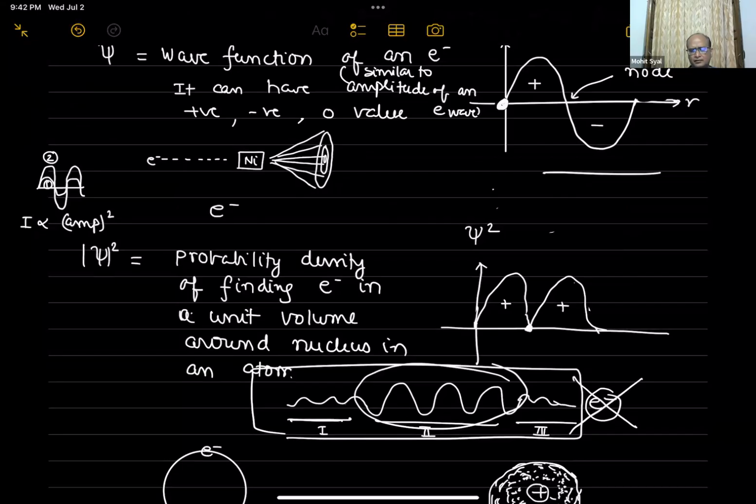Just hold on for a second. Let me show you the orbitals. These pictures are there in your NCERT also. Just hold on for a second.